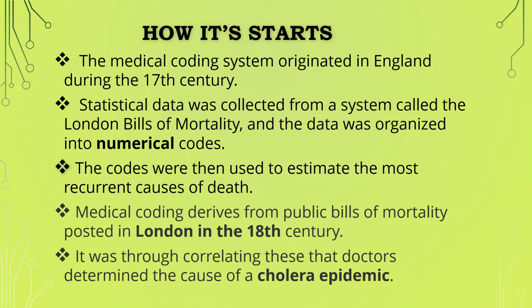Alright, the medical coding system first originated in England during the 17th century. During the 18th century, London faced a cholera epidemic. Those data were collected as London Bills of Mortality, and those data were organized and converted into numerical codes. These codes were mainly used to estimate the recurrent cause of death. Recurrent cause of death means to find out what is the cause of most patients' death, which disease continuously causes patients' death.